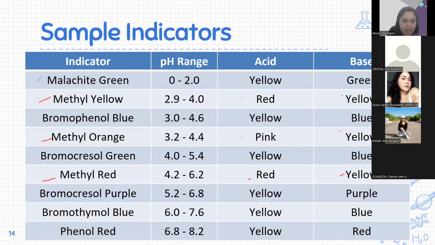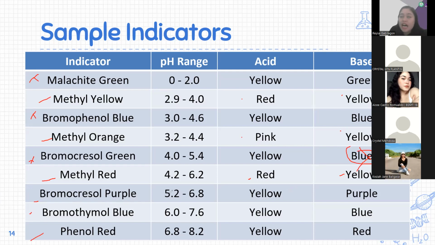So the rest dyan, malachite green, bromophenol blue, bromocrystal green. This one is green class, kindly change this. And then we have bromocrystal purple, bromothymol blue, and phenol red. Nakasunod yan doon sa ating rule na kung ano yung pangalan nila, ayun yung pangalan nila sa base, and then automatic their partner is yellow.